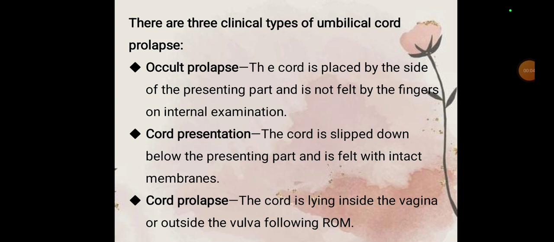There are three clinical types of umbilical cord prolapse: occult prolapse, cord presentation, and cord prolapse. Occult prolapse: the cord is placed beside the presenting part and not felt during vaginal examination, and is diagnosed by ultrasound or during cesarean section. Cord presentation: the cord slips down below the presenting part and the membranes are intact. When the membranes rupture, it becomes cord prolapse, with the cord lying inside the vagina or outside the vulva.